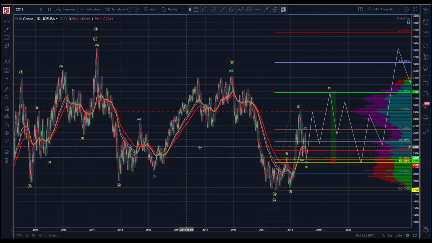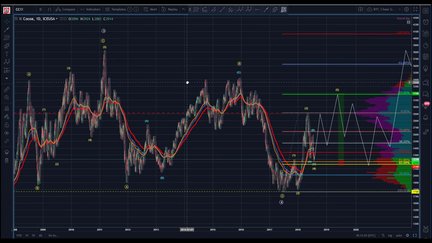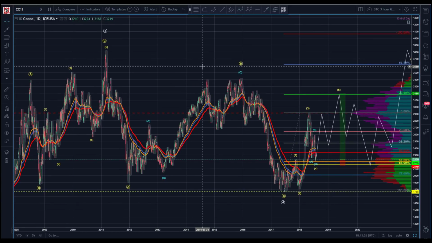So until that changes, I'm telling you this is how the markets move. You can disagree with me all you like. I'll take the other side of your trade.